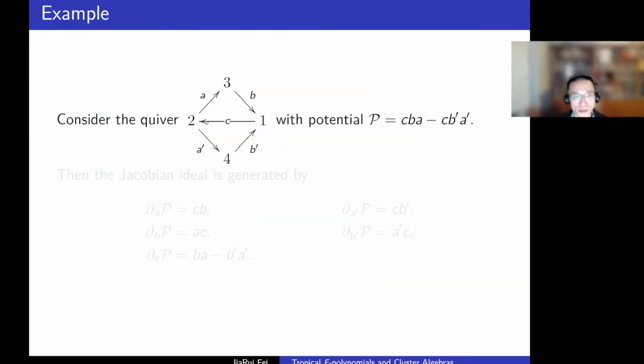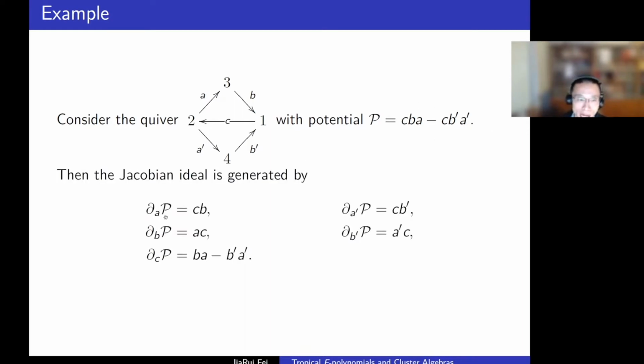So here's an example. Let's look at this 4-vertex quiver. You have two oriented cycles like this, two. Then we set the potential like this. This is one cycle subtracted by the other one.